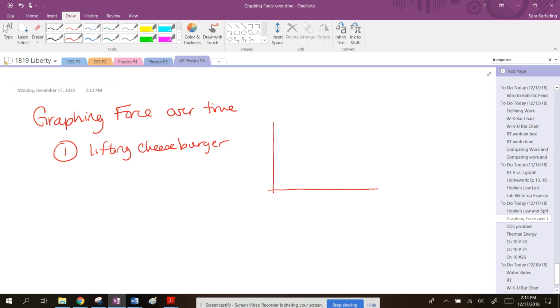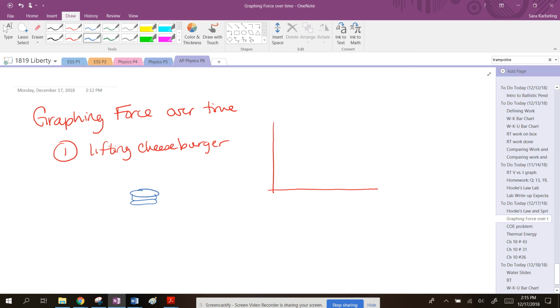How big is the force that I'm applying upwards if I'm lifting it at a constant speed? Maybe not a number, but tell me a way to describe it. Let's draw a free body diagram, shall we? Yes, please. Draw yourself a cheeseburger. All right, there's a cheeseburger. Tell me the force that's acting on the cheeseburger.